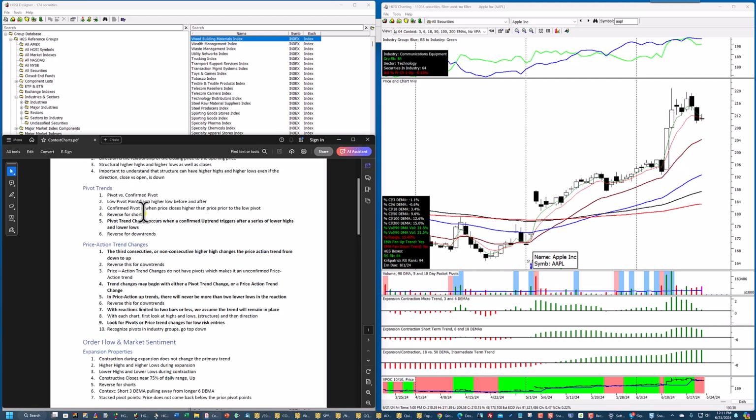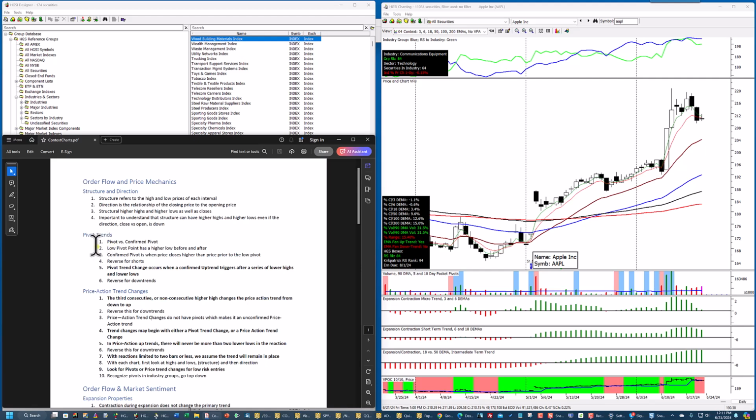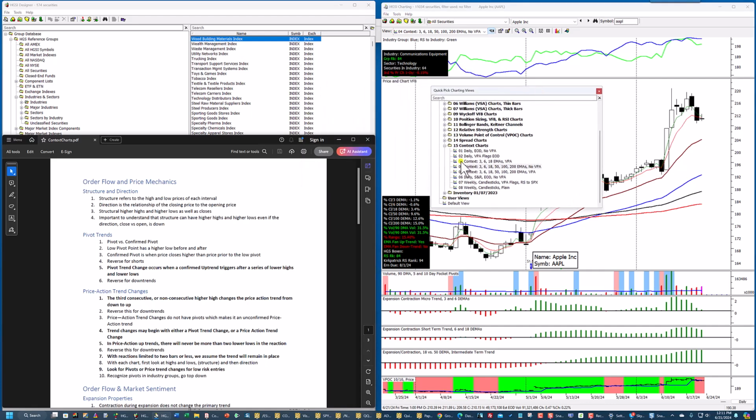Now this information here, structure and direction, pivot trends, price action trends, order flow and market sentiment, all of these can be represented or determined in this chart right here. This is my basic go-to chart. And in my files, I have them now under context charts, just because I'm using these for these videos. There's a lot of other charts in here. I'm just not using those. I'm using only these when I talk about techniques in these videos.